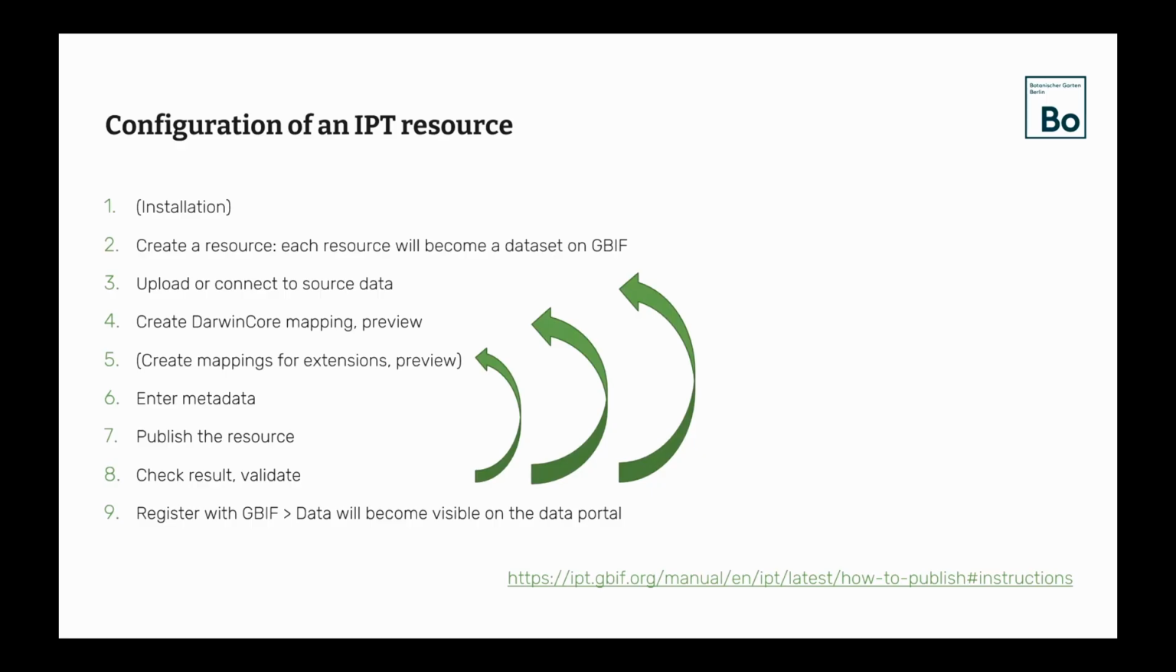In the next step, we will create the mapping between the data standard and our source data for the core. Then in another step, we will do the same for the extensions. Then we will enter the metadata. That's all the information I mentioned about the data set, title, contact persons, license, taxonomic coverage. And then we will publish the resource and hopefully be able to watch it on the GBIF data portal.